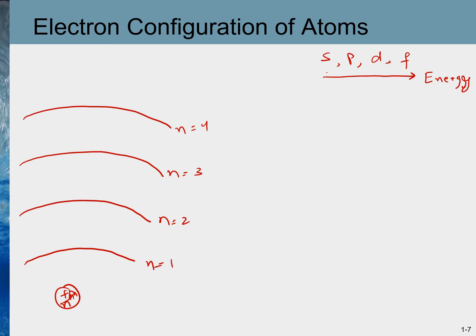In the first shell, only one subshell is present, and that subshell is s. In the second level, we have two subshells present, s as well as p. And remember, there are three p subshells, and these are called p orbitals. So we have three different p orbitals, and they have the same energy, but the energy of p is slightly higher than this s.